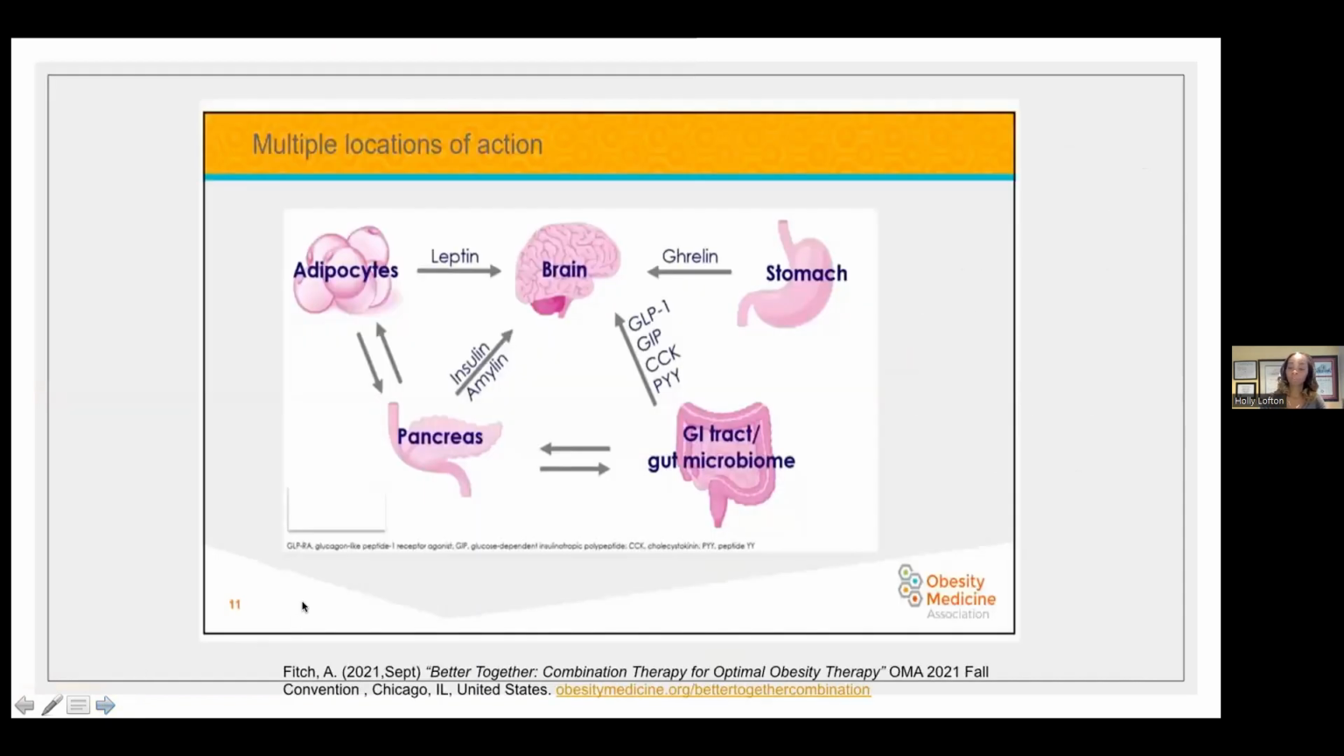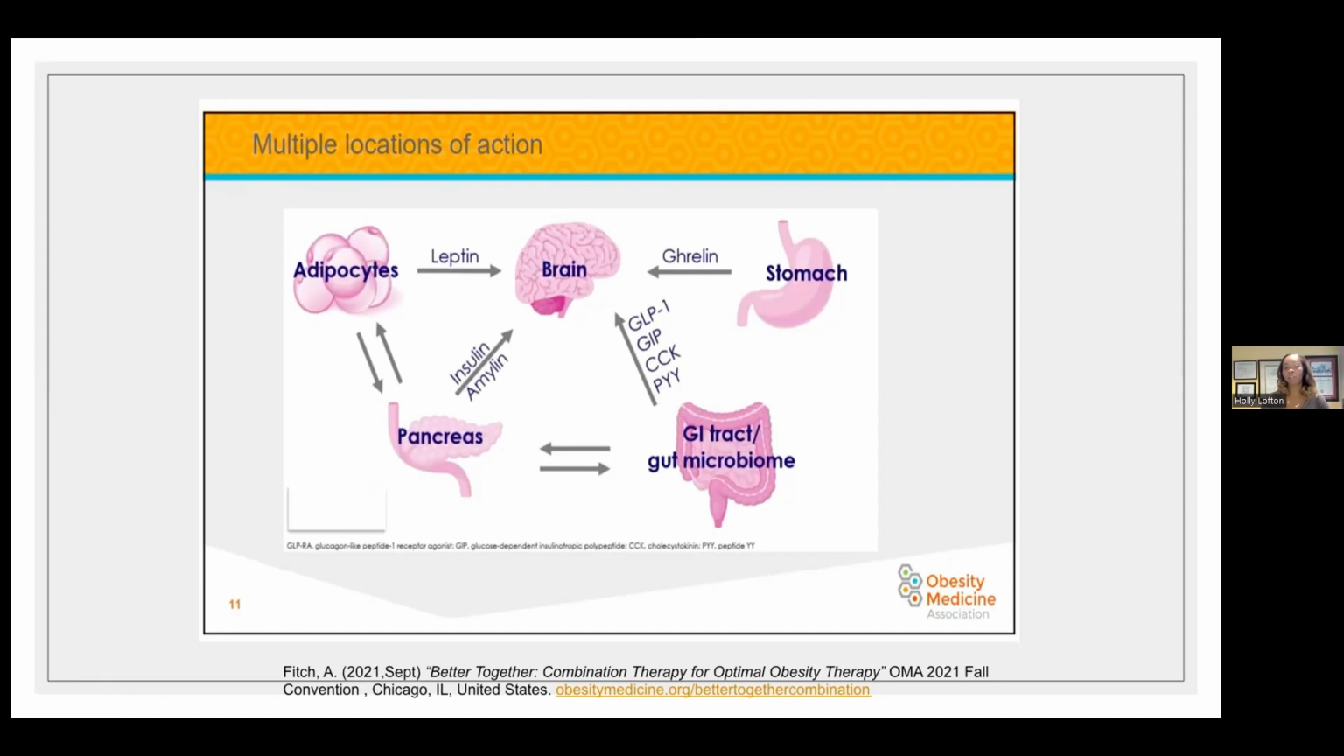Again, here's a more simplified version of the slide I had two slides ago. And basically, you can see the gut-brain axis. The adipocytes release leptin, which goes to the brain to decrease appetite. Ghrelin comes from the stomach to increase appetite. The L cells of the intestine secrete GLP-1, GIP, cholecystokinin, and peptide PYY. And the pancreas releases amylin and insulin. So you can see again here a simplified version of the gut-brain axis.